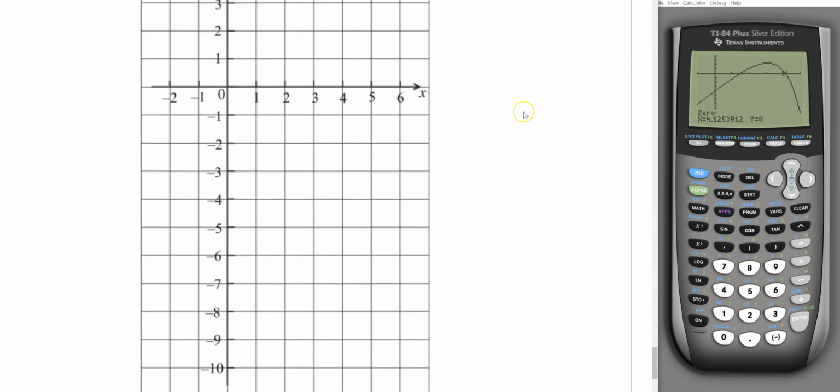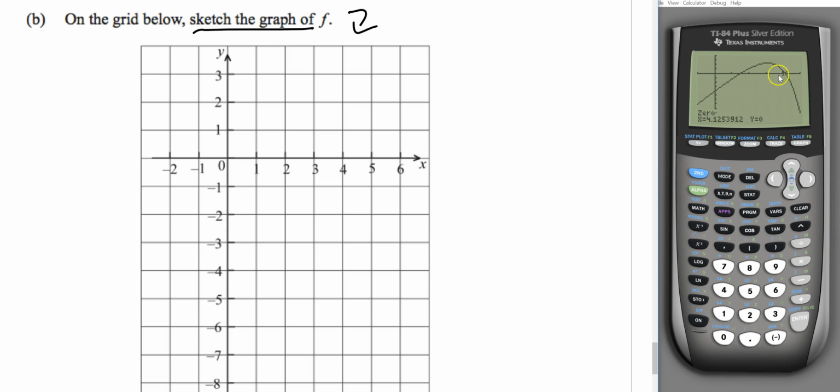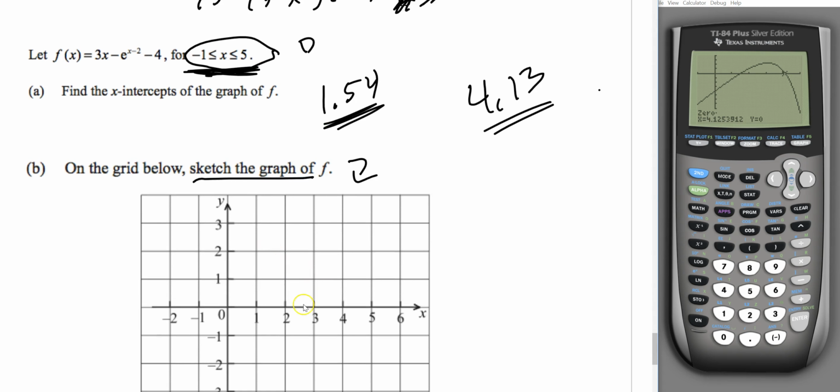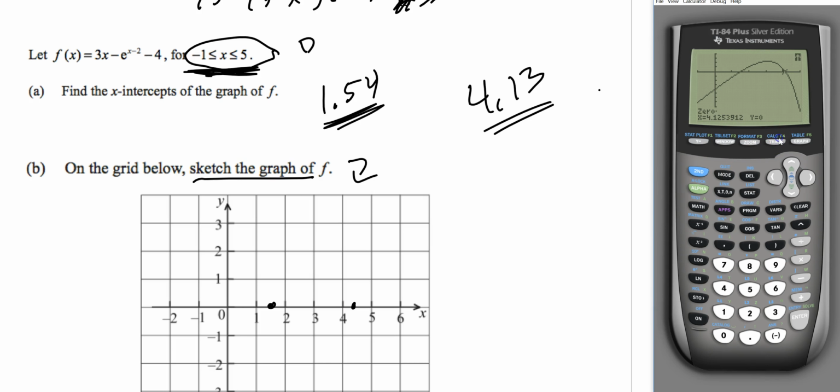Now here they want me to graph it on the sketch grid below. So I already know my x-intercepts, so let's use that. About 1.54. It doesn't have to be perfect, just around there. 4.13. I probably want to find my max so I match it a little bit. You don't need a perfect graph, but there are key points they mark down. They want to make sure your x-intercepts are right, and that your max is around the right spot. So let me find my max real quick.